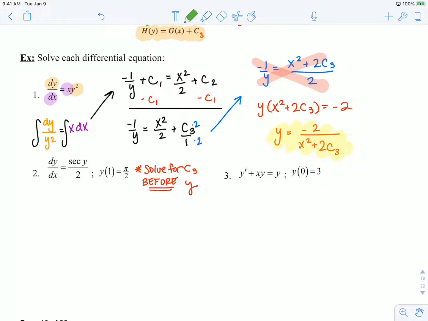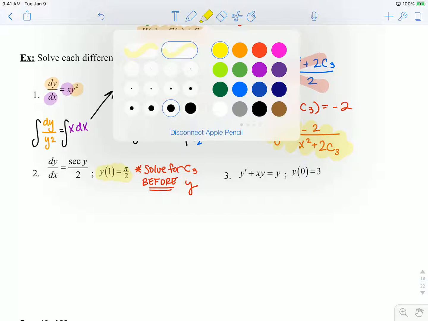Here in example 2, we're given this implicit differential equation, but now we also have an initial value. Remember, we use initial values to solve for our constant. When we're solving using separation of variables, you need to solve for your constant before you isolate y. So let's go ahead and separate variables.